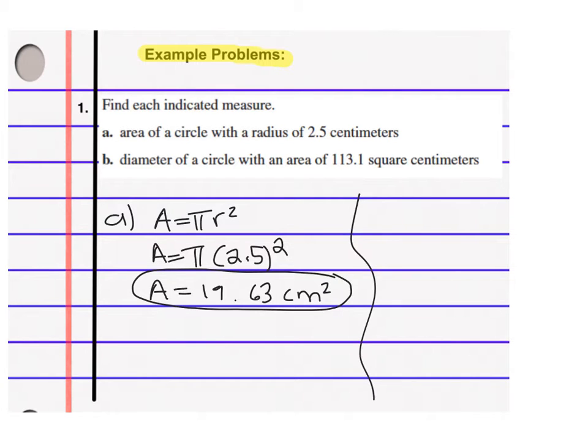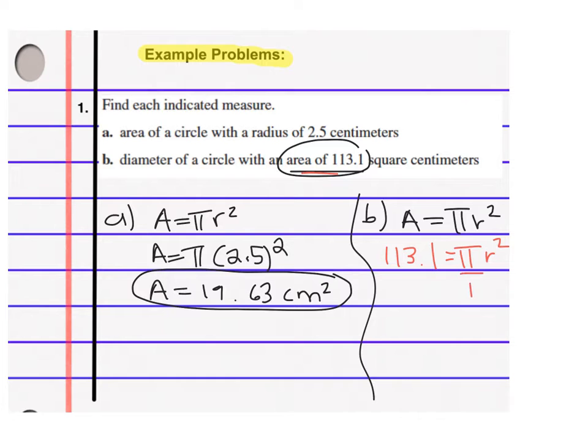All right, part B, we want the diameter of a circle with an area of 113.1 square centimeters. So they are giving us the area. So I'm still using my area formula, A equals pi r squared, but they gave me the area, the answer, so I'm kind of working backwards. I'm putting 113.1 in for area. I am solving for radius, and then we will go from radius to diameter. So first, let's divide out a pi.